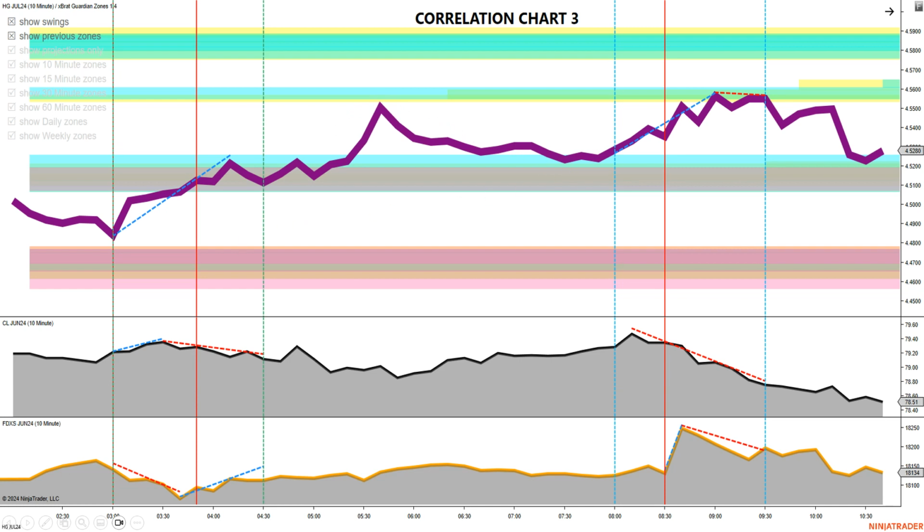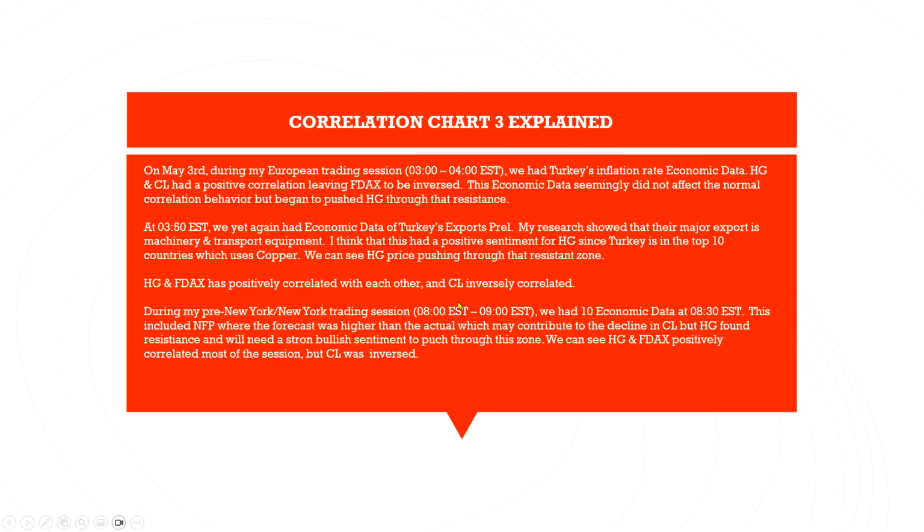So understanding what affects and how your instrument behaves, this is what I expect from my apprentices, this type of detail. So HG and FDAX are positively correlated with each other, and CL is inversely correlated again. So these things are starting to form a pattern.